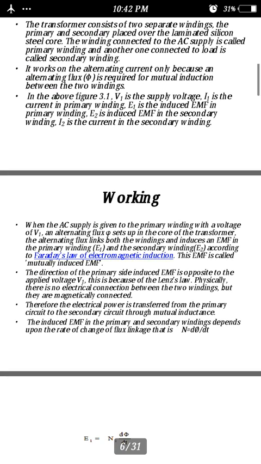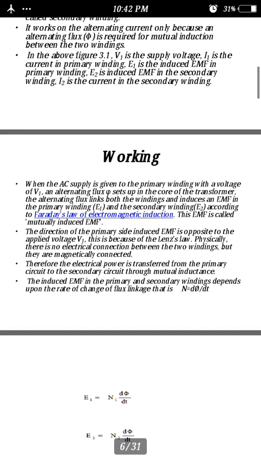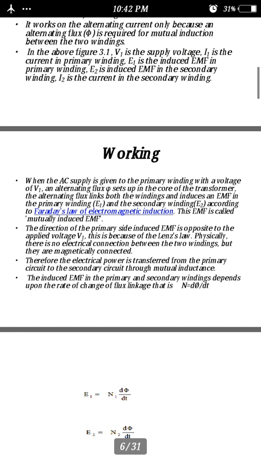Okay, the direction of the primary side induced EMF is opposite to the applied voltage. This is because of Lenz's law. Physically, there is no electrical connection between the two windings, but they are magnetically connected, which means that there is no electrical connection between primary winding and the secondary winding, but there is a magnetic core between the primary and secondary, so it is magnetically connected. Therefore, electrical power is transferred from the primary circuit to the secondary circuit through the mutual inductance principle.